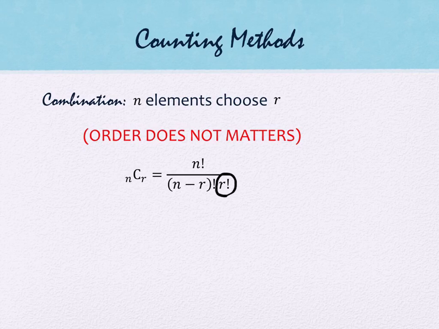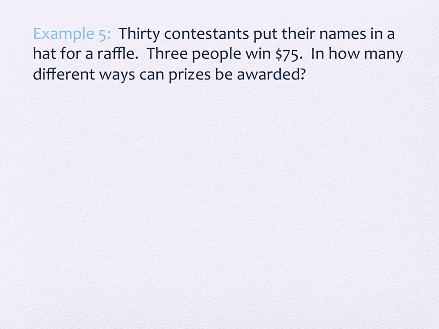So if you take a look at this equation, and I've got an extra r factorial in the denominator, I'm going to get fewer values for combinations, right? Because I'm dividing by more stuff. The number is going to be less. So this is my example, very similar to the one before. 30 contestants, put their name in the hat, top 3 people, all win the same thing.